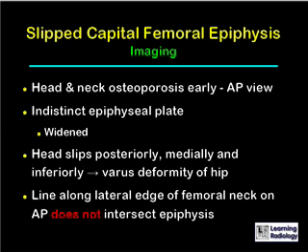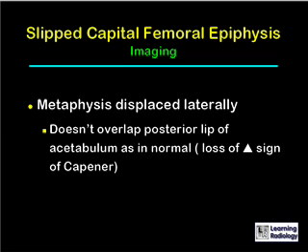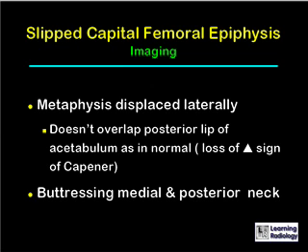If we draw a line along the lateral edge of the femoral neck on an AP view of the pelvis, that line will not intersect the epiphysis in a kitty with slipped capital femoral epiphysis. The metaphysis is displaced laterally and no longer overlaps the posterior lip of the acetabulum, where in a normal individual it forms a small triangular density, and this sign is called the loss of the triangle sign of Capener. Later in the disease, there may be buttressing of the medial and posterior aspects of the neck.